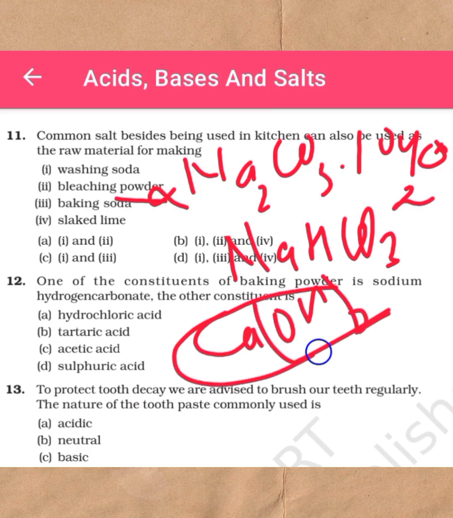It is not used as a raw material in the kitchen. So the remaining options are option number 1 and 3. That is option number C for this question.